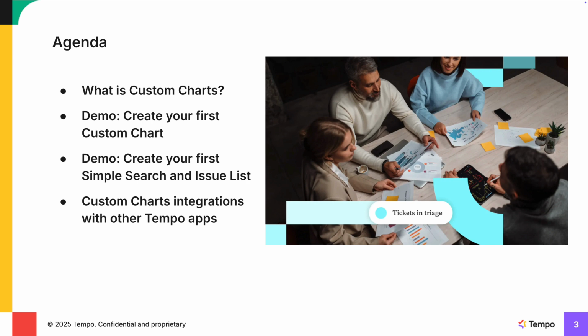For the agenda, you'll learn what Custom Charts is, and you'll get to see it in action. We'll create a custom chart, a simple search, and an issue list right on a Jira dashboard. At the end of the webinar, you'll learn about the integrations with other Tempo apps, including Timesheets and Structure.